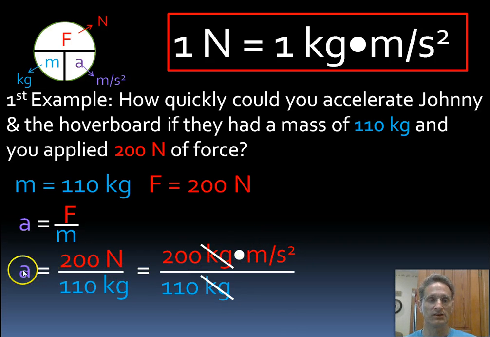So when we calculate our acceleration, of course, it is 200 divided by 110, which comes out to 1.81. The only unit we have left to put in there is meters per second squared. And so that is our value. Okay, so that's an example of calculating acceleration. Let's go on and take a look at an example of calculating mass.